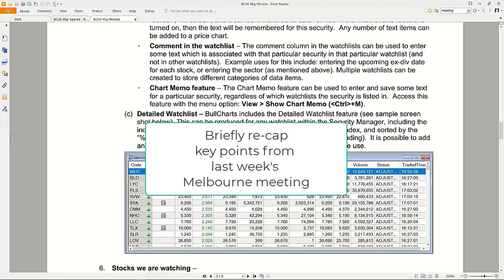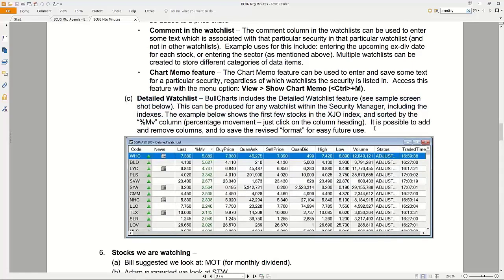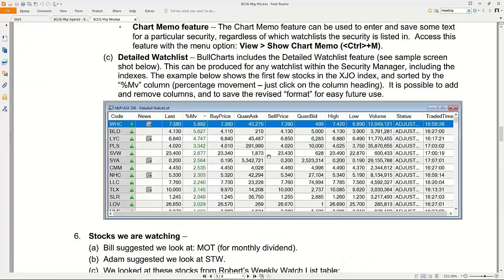Well done. Time's getting on, but looking at the minutes from last week's Melbourne meeting, there are some notes there about the detailed watch list, and I probably don't need to demonstrate it. This screenshot is typical of the detailed watch list that you can produce for a watch list in your security manager. It's easy enough to prepare and show it, and then sort any one of these columns. This particular sample is all of the stocks from the XJO, the ASX 200, sorted by the percent move today column.